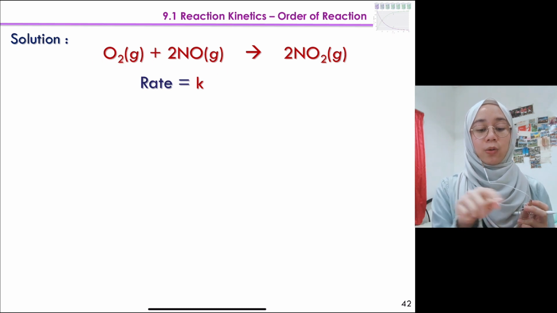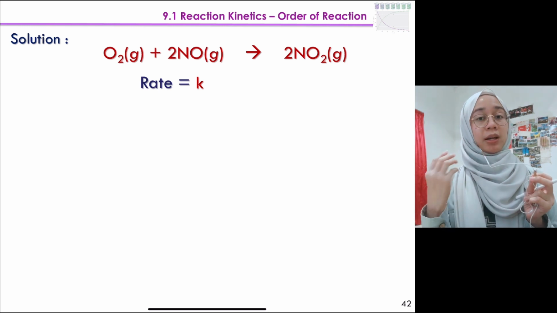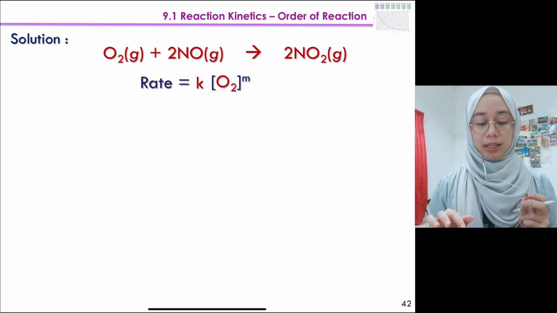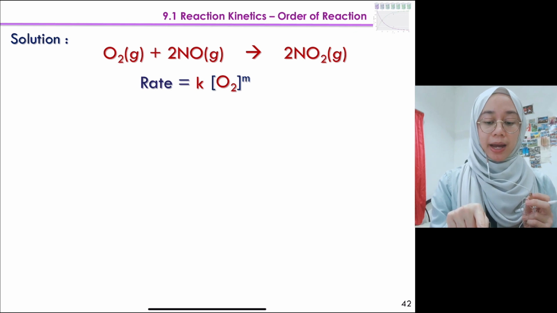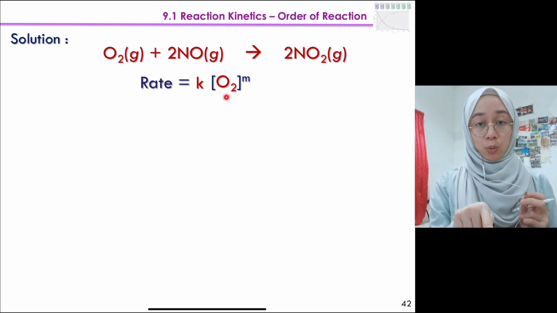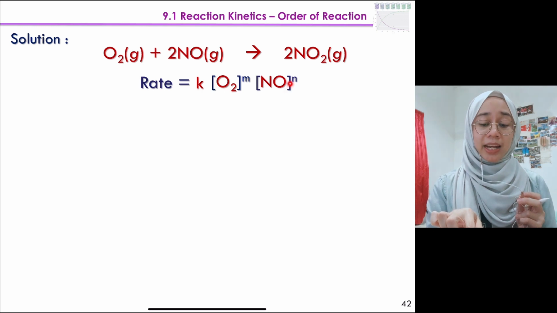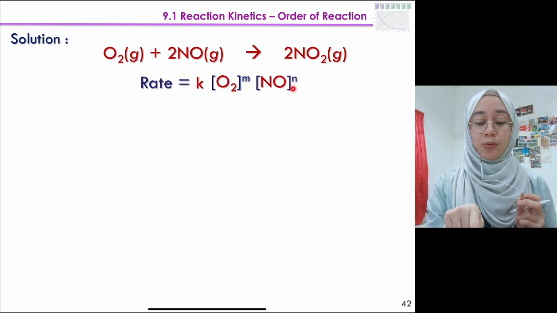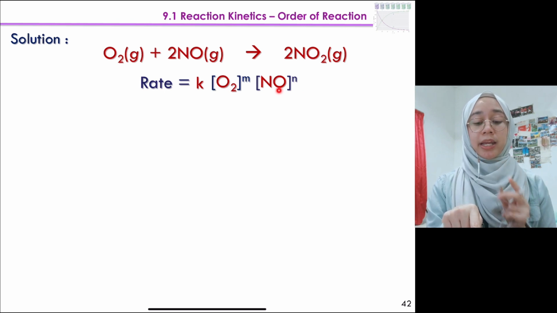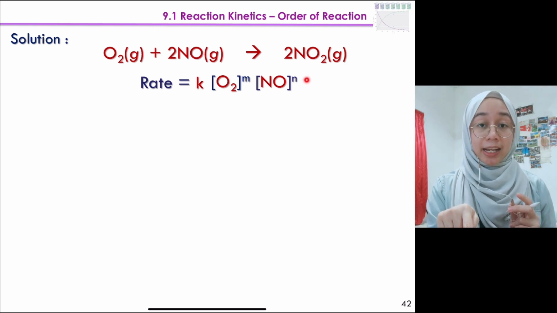Okay, O2 dengan NO. Tapi dua-dua tu kamu tak tahu dia punya order of fraction. Okay, therefore kita just letak O2 to the power of M, whereby M kat sini adalah order of fraction with respect to O2, and then kita ada NO pula. Okay, NO pula adalah ada N dekat sini, meaning the power N dekat sini adalah the order of fraction with respect to NO. So sekarang ni yang kita nak determine adalah value M dengan value N ni. Ini yang kita nak determine.